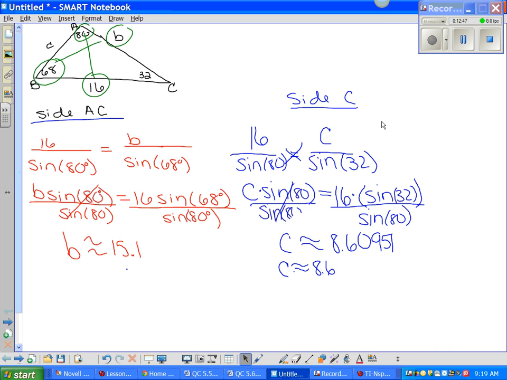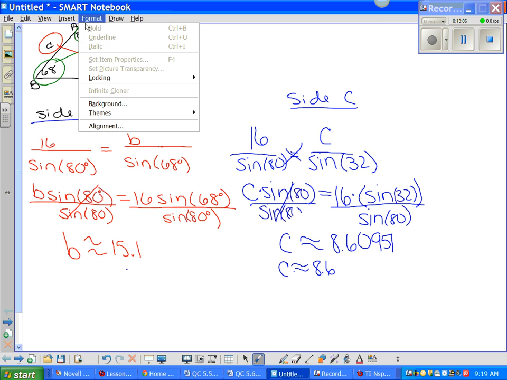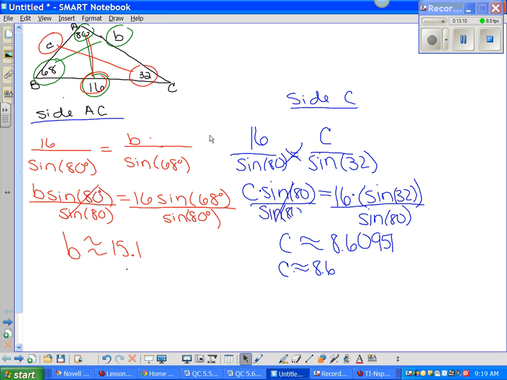Good. How many of you got 8.6? Good. What do we do? Okay, so again, we're using those opposites, right? We're looking for C, so we have to use the angle opposite of C. You have this already, so you use it. Okay, so you're always going opposite. If it helps you to draw that crisscross, draw it out. Okay?